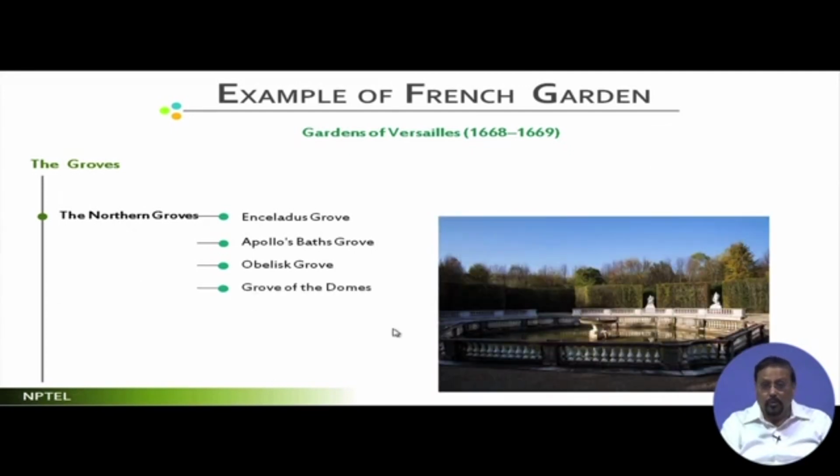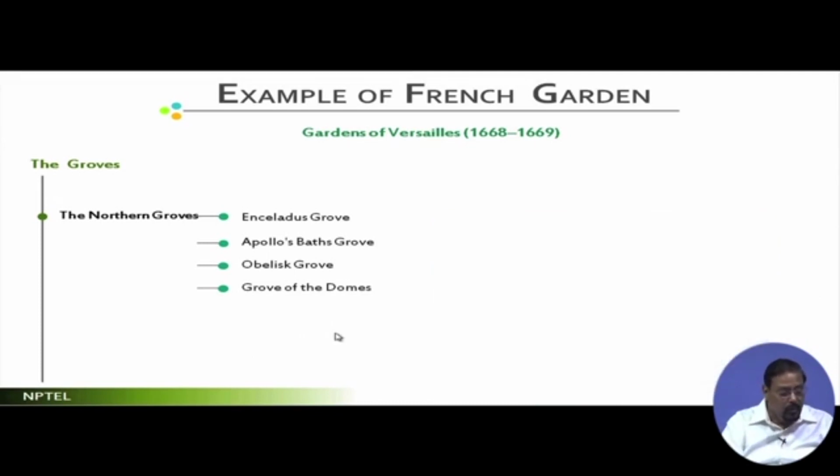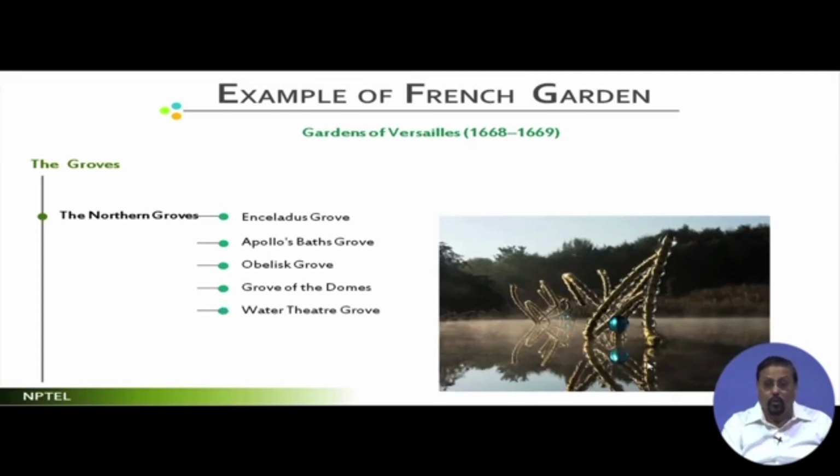the grove of the domes. Here you see that they have planted the vegetation very, very systematically and categorically. And then we have the water theatre grove.